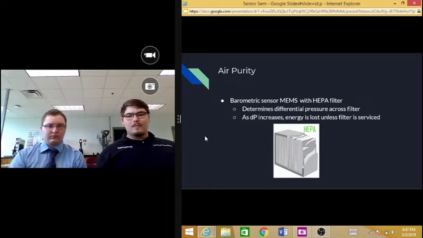For air purity, that was another major consideration through the design. We used a HEPA filter. We used two MEMS actually. They're the Bosch chips, both of them, atmospheric Bosch chips. We would measure the pressure before the filter and the pressure after the filter.